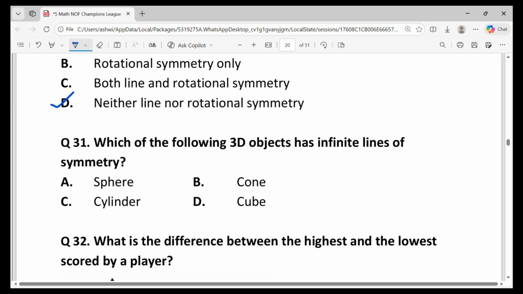Question 31. Which of the following 3D objects has infinite lines of symmetry? The answer is a sphere. A sphere has infinite lines of symmetry as any line passing through its center is an axis of symmetry. A cylinder has one main axis of rotational symmetry and an infinite number of planes of symmetry, but only one line of rotational symmetry in the strictest sense. A cone has one line of symmetry. A cube has an infinite number of lines of symmetry.